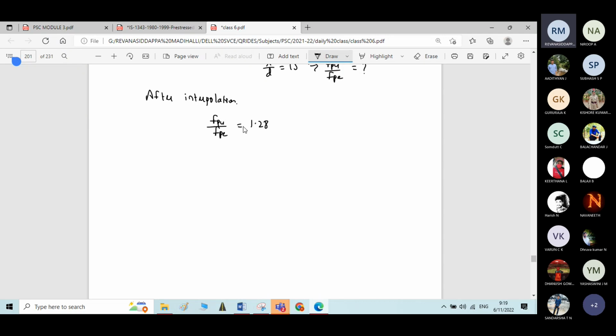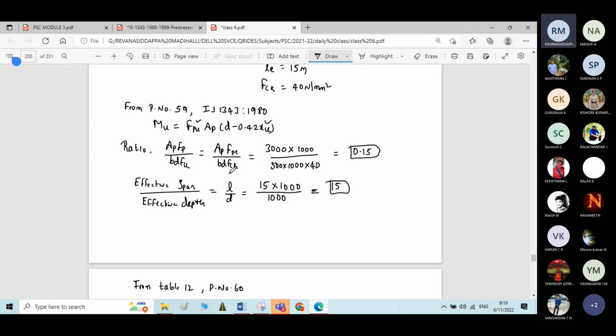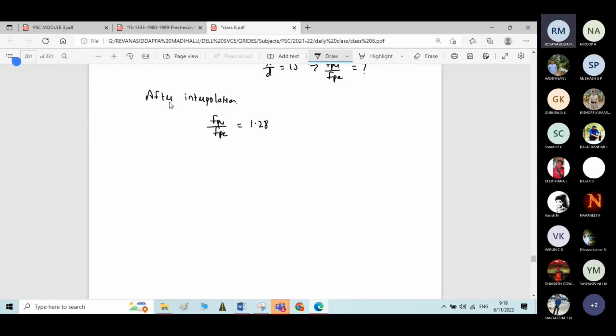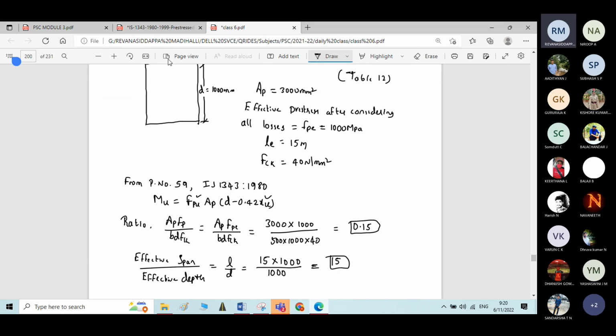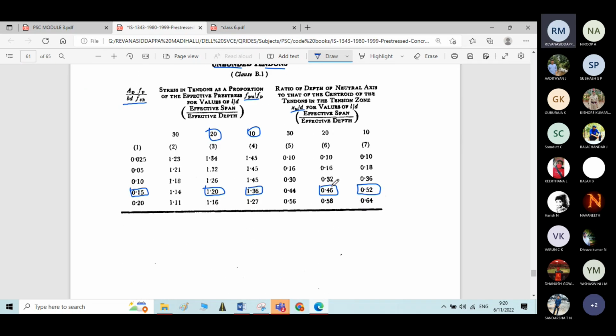Now what is the value of FPE? It is 1000. Substitute that here. FPU by 1000 is equal to 1.28. Therefore, FPU is equal to 1280 Newton per mm square. Now you got the value of FPU. Now what else is remaining? You need to get the value of XU. Okay. Now refer to this table.